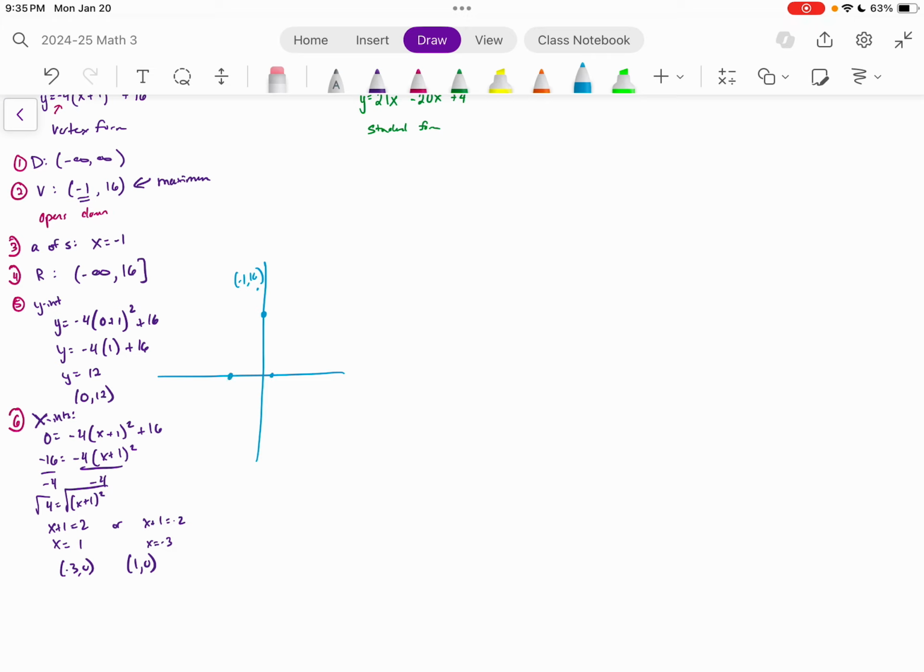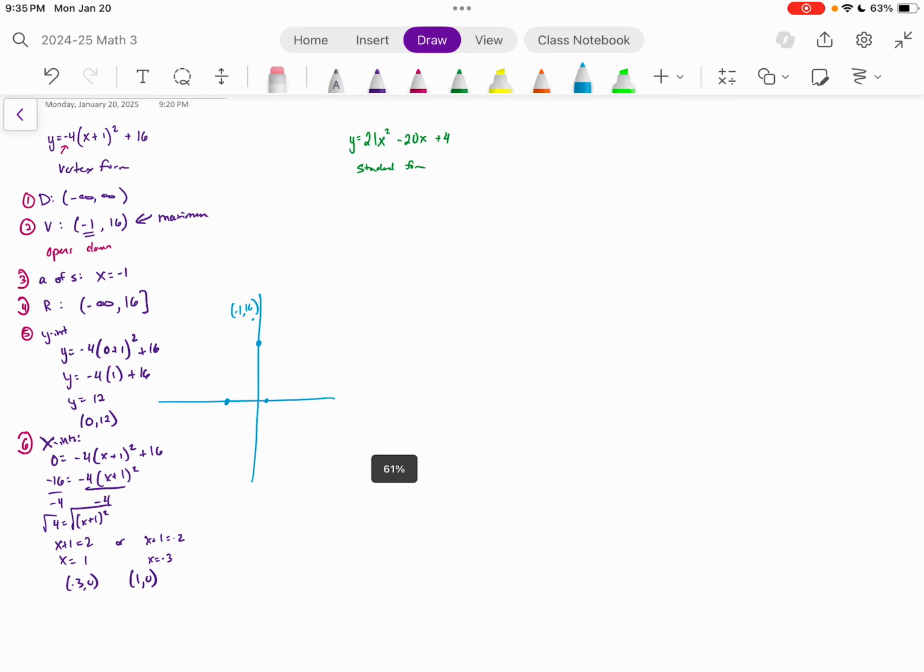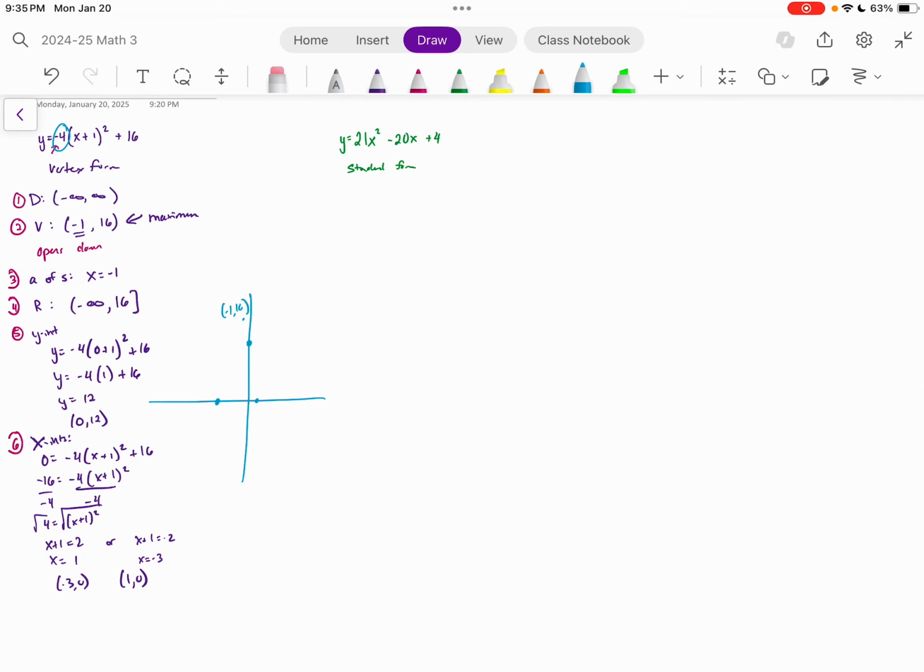Remember, because of that -4 out front, this thing gets big pretty fast, right? So this thing's going to look something like this. There we go. Okay, so that's what that sketch would look like. So that's one sort of exercise if this is in vertex form.